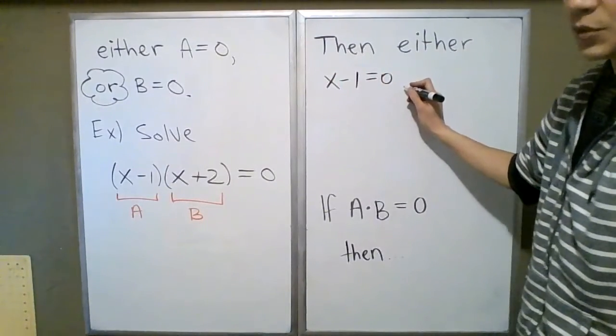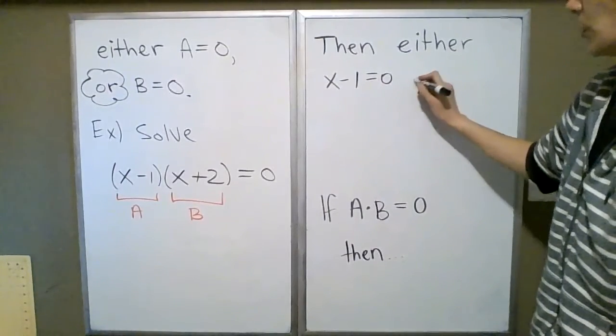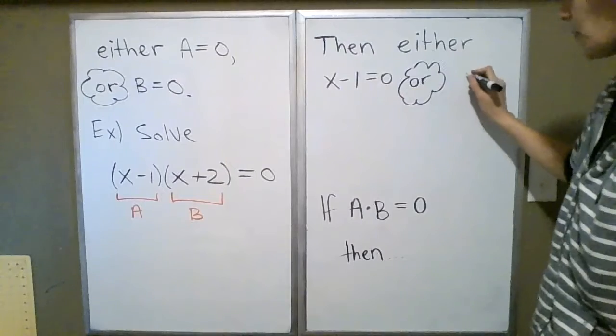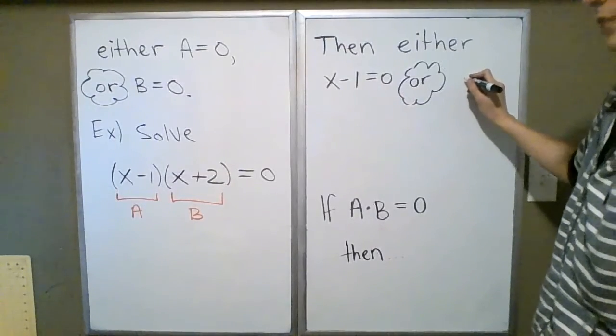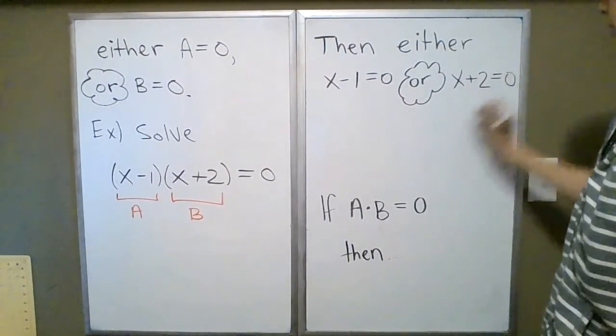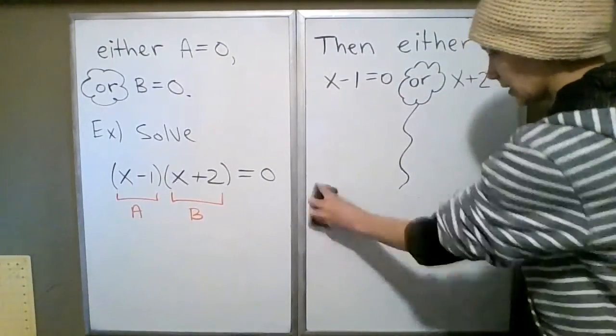So we set up two equations using that property. There's that equation, or, and I'm going to just put a bubble, like a highlight. The other equation, which is x plus 2, would be equal to 0. And then separate this and solve each one separately.